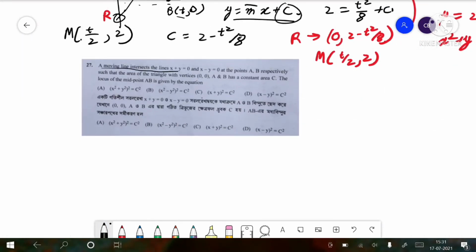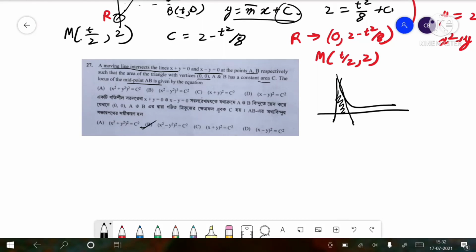A moving line intersects the lines x plus y and x minus y equal to 0 at points A and B respectively, such that the triangle with these vertices has constant area C. The locus of the midpoint of AB is given by? Now this is really a very simple question, because the tangent of a hyperbola always cuts a triangle of constant area. Therefore we know that the locus will be a hyperbola. From this we can find this out to be B.